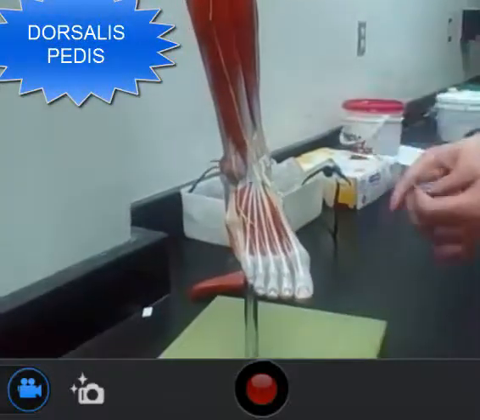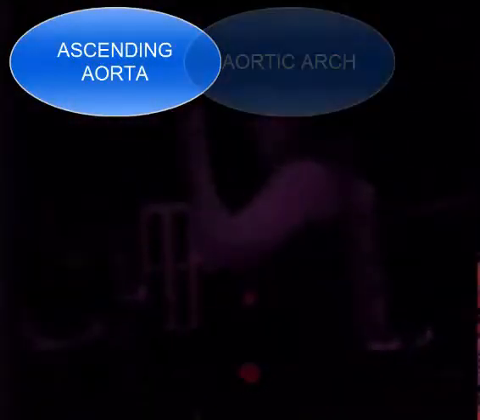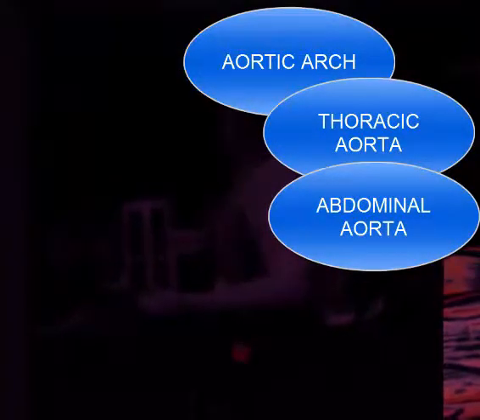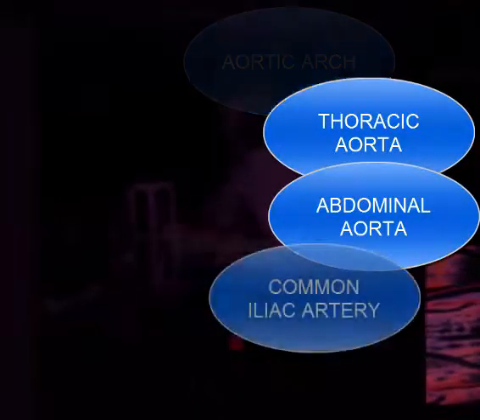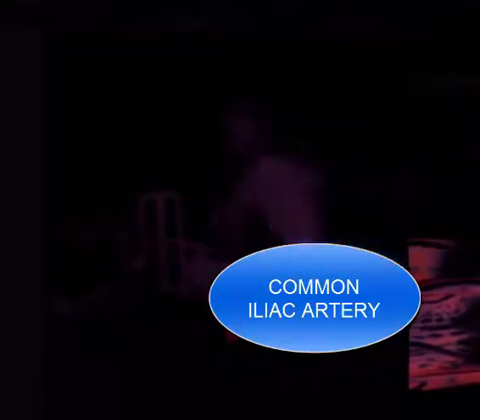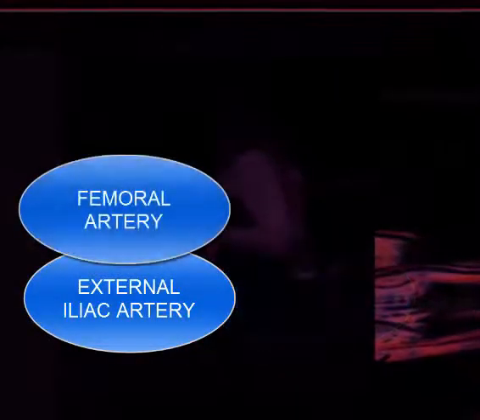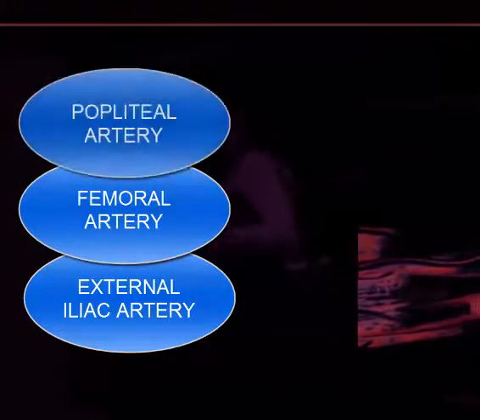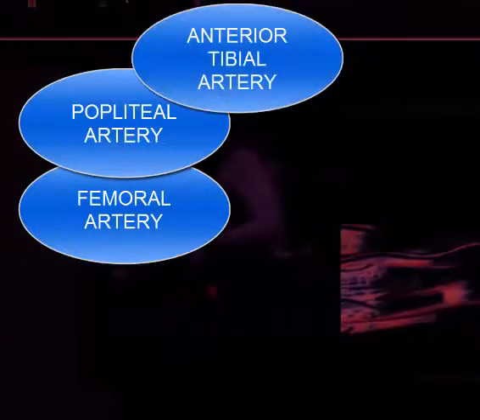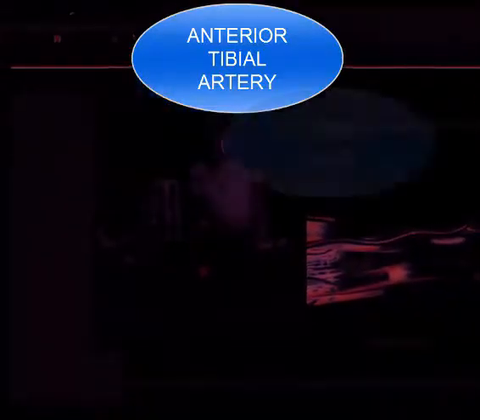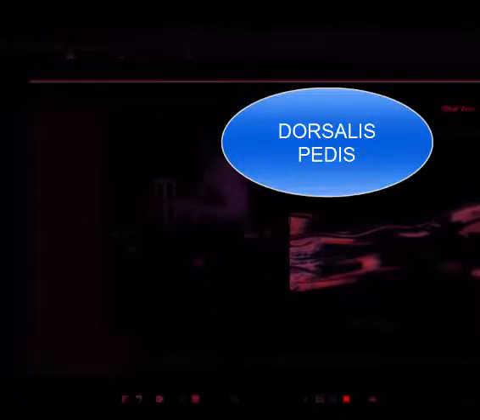Okay. For the legs, it goes from the aorta, right? Ascending aorta, aortic arch, thoracic aorta, abdominal aorta, okay, to the common iliac artery, to the external iliac artery, to the femoral artery, to the popliteal artery, to the anterior tibial artery, to the dorsalis pedis artery.